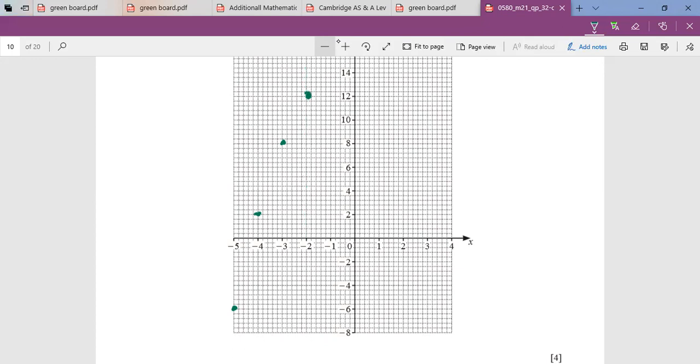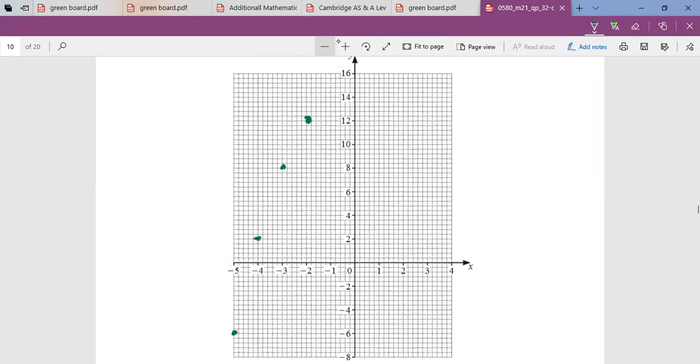The next one is negative 1 comma 14. So negative 1 comma 14 is there, don't mind my hand. So it's this line, sorry for that. Let me move on. And positive 14 is this. This is what we are going to get.